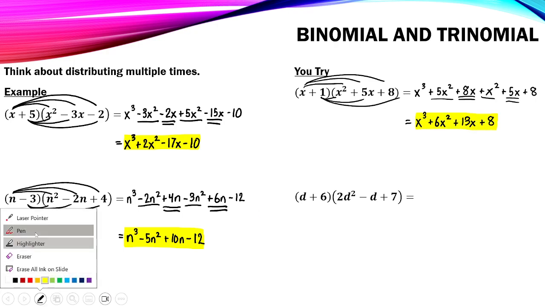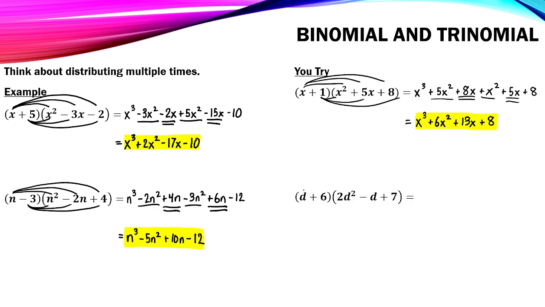For the second one, same process. Going to take the d, multiply it to the 2d squared. Gives me 2d cubed. Take the d times negative d is negative d squared. And then d times the 7 gives me 7d. Then take the 6. I'm going to distribute that. This gives me plus 12d squared. And then 6 times negative d gives me negative 6d. And then 6 times 7 gives me the 42.